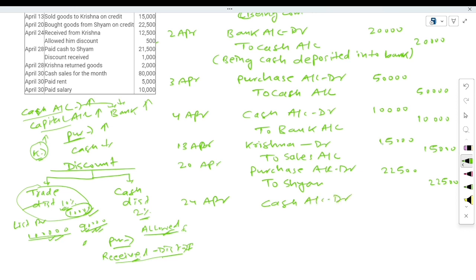Now he is allowing discount, and as we have discussed, discount allowed is an expense. So we will write here on the debit side, expense will be debit. Discount allowed account debit. To whom is he allowing discount and from whom is he receiving money? From Krishna, to Krishna.